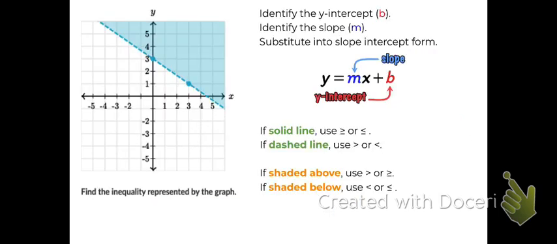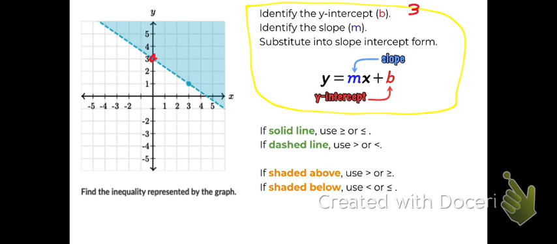This is another type of question you're going to see, and there's lots of steps in order to find the inequality that's represented in this graph. First, we just want to write the equation of that line. So we're going to follow these steps over here on the top right by identifying the y-intercept. So where does the line cross the y-axis? 3. And what is the slope?